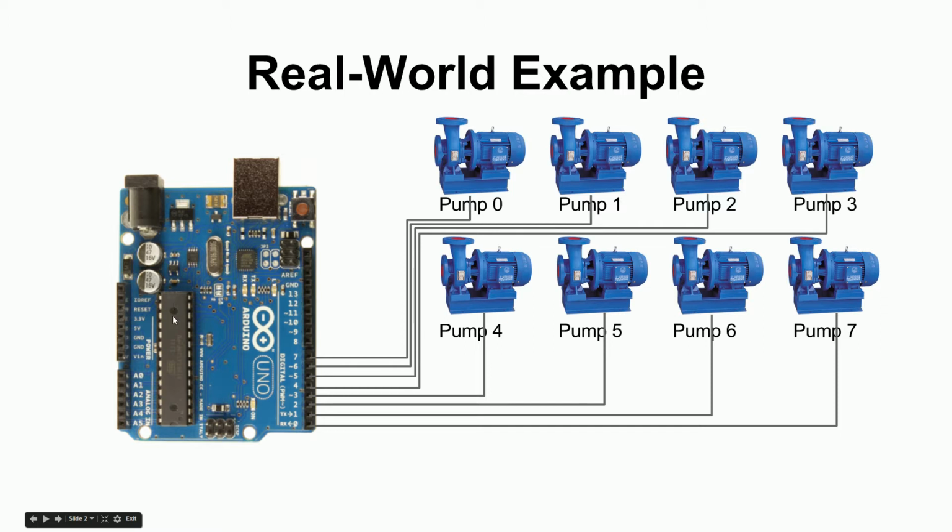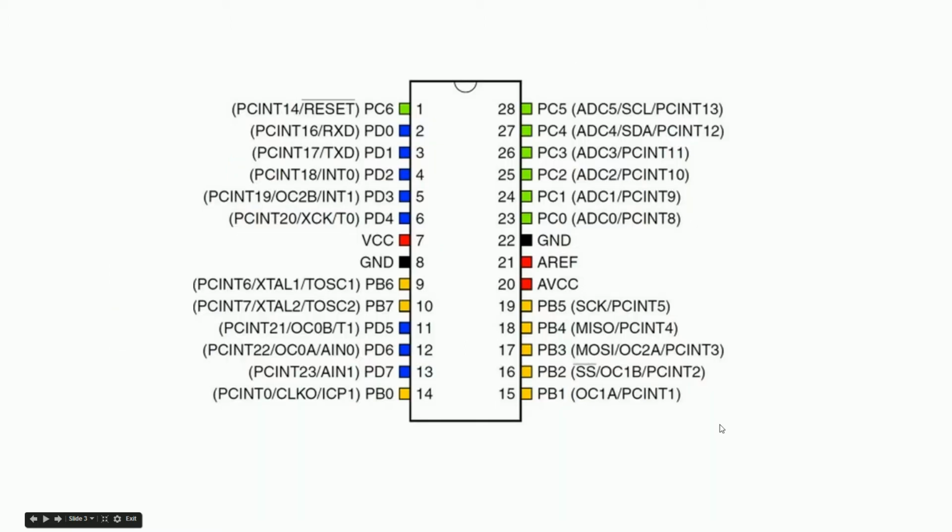I want to show this chip by itself for a second. This is what the chip looks like. This is the AVR chip, the microcontroller that the Arduino is based on. Do you see how we have some blue pins, some orange pins, and some green pins? You also have some red and black that has to do with power. We're not going to talk about that at the moment. Ignore the stuff in the parentheses. Those are some extra special things that the pins can do.